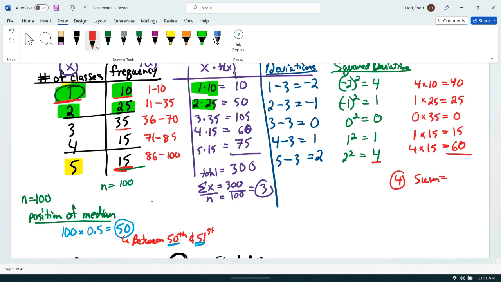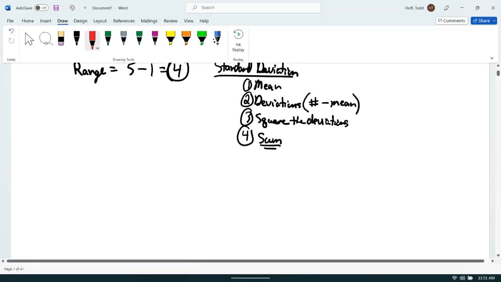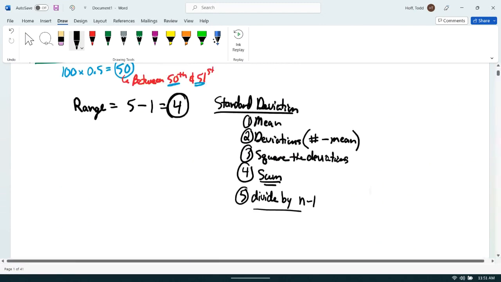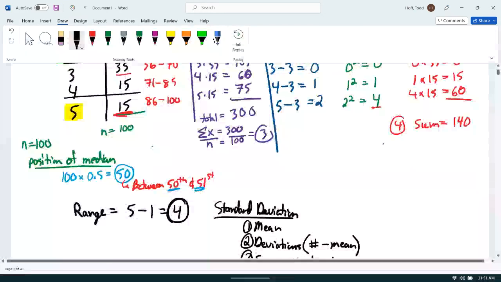Oh, what is that? 140, it looks like. That is our sum of the squared deviation. And then we divide by n minus 1. So dividing by n minus 1 here, n is 100, so 100 minus 1 is 99. So we're going to divide by 99.